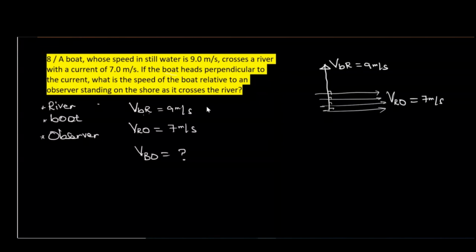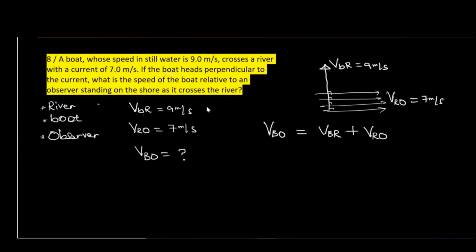Now the question is, the observer is just observing both of them. The velocity of the boat in reality by itself is 9 meters per second. But what is the velocity of the boat relative to the observer? That is the question. So the velocity of the boat relative to the observer is going to be, remember, V_BR, the boat relative to the river, plus V_RO, the river relative to the observer.